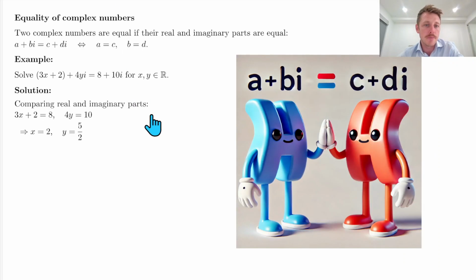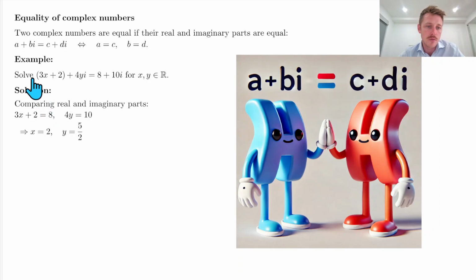Let's talk about a hopefully straightforward idea, which is what's called the equality of complex numbers. If we have two complex numbers that are equal, that means that their real and imaginary parts must be equal. So if a plus bi equals c plus di, this implies that a must equal c and b must equal d if those numbers are equivalent, right? It's sort of like equating coefficients, if you've done that before.